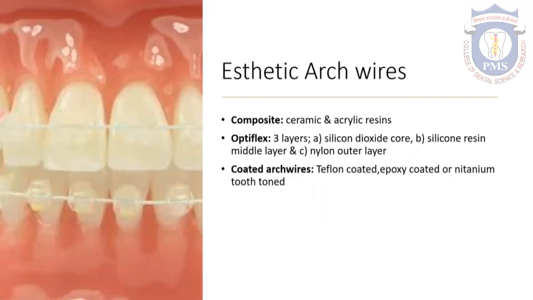Next is the aesthetic arch wires. There are three types: composite, Optiflex, and coated arch wires. Composite consists of ceramic and acrylic resins. The Optiflex has three layers, that is silicon dioxide core, silicon resin middle layer, and nylon outer layer. Coated arch wires, this is Teflon coated or epoxy coated or nitride two-toned.